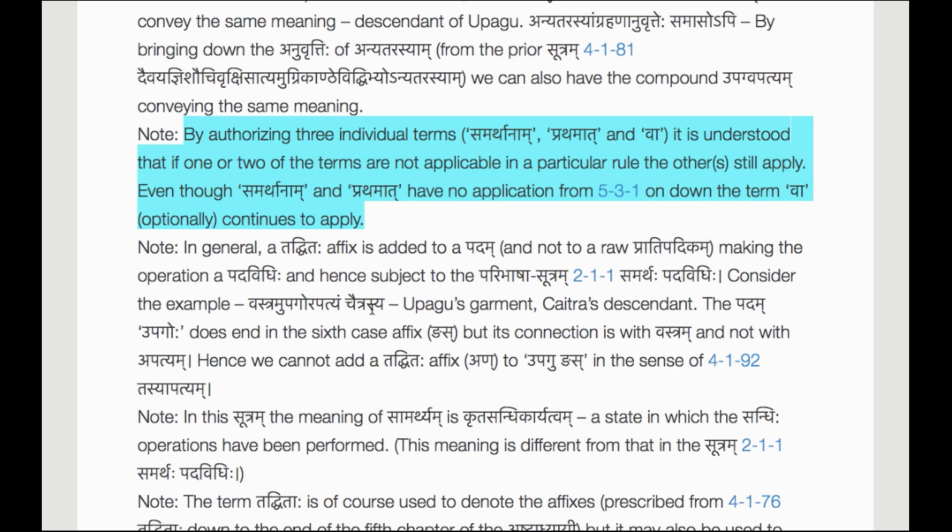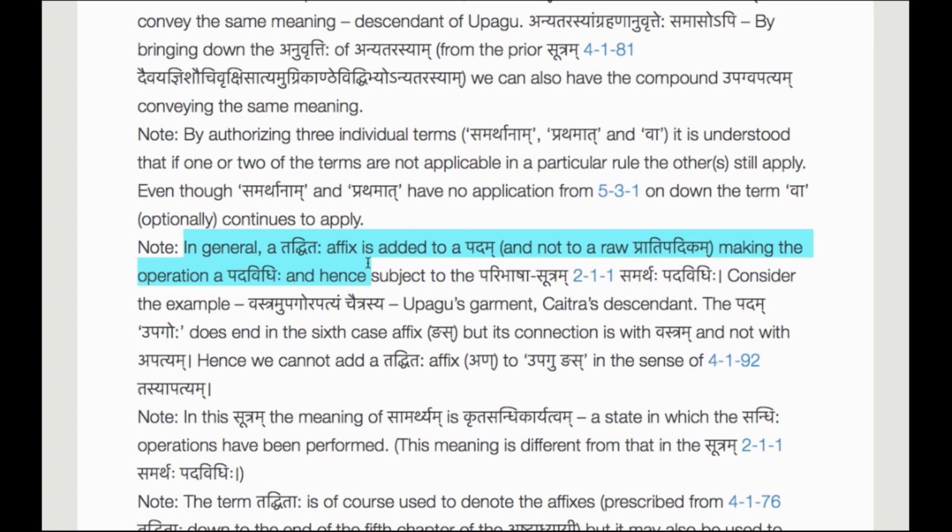Next note says that in general a Taddhita affix is added to a padam and not to a raw pratipadikam, making the operation a padavidhi, and hence subject to the Paribhasha Sutram 2.1.1 Samarthah padavidhih.